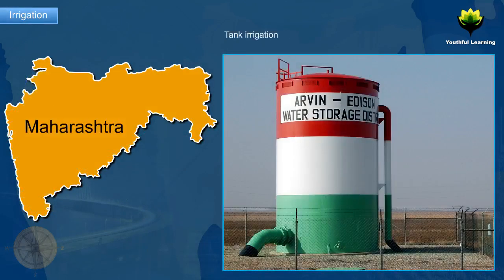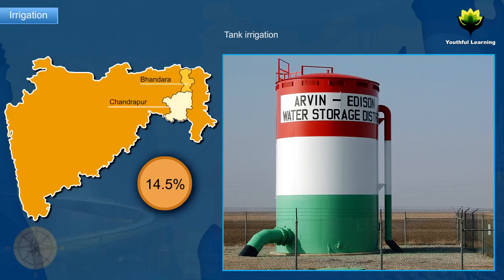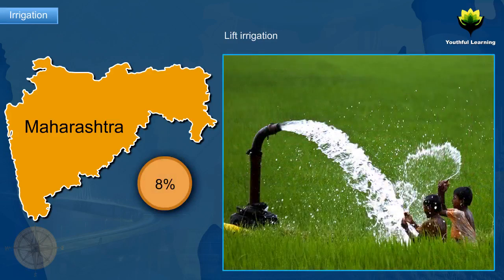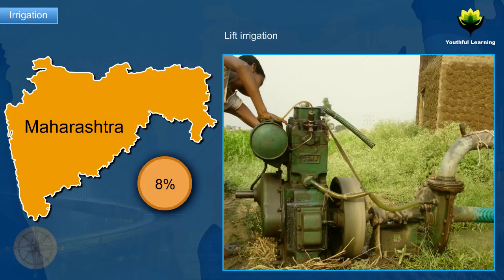Tank irrigation is used to irrigate 14.5% of the total irrigated area in the state. A tank is an artificial reservoir or container of a specific size. This method is commonly used in the Chandrapur, Bhandara, Gondia and Gadchiroli districts. Lift irrigation is used to irrigate 8% of the total irrigated area in the state. Here, pumps or other mechanisms are used to lift the water from the source to the field.